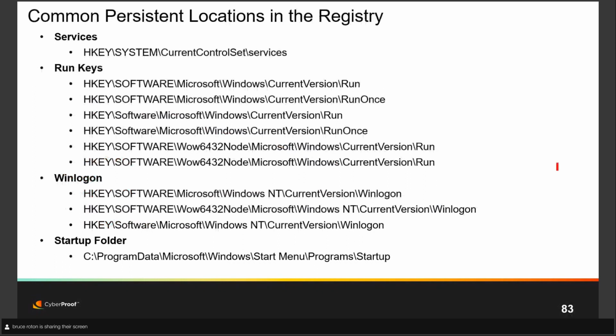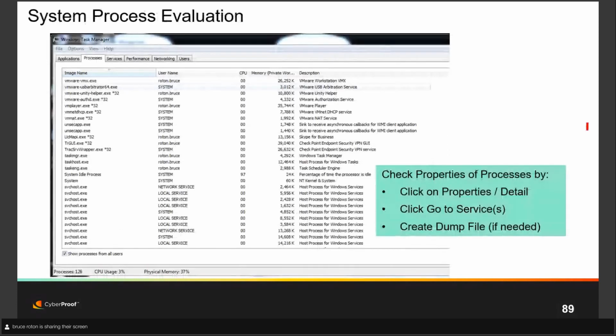Some common places in the registry. Look for services that are being set up. Run keys, obviously, current version run once, current Windows current version run, and then Winlogon, again, looking for system logins, current version Winlogon, and then, of course, the startup folder. Great place to make sure that you have persistence, although in this day and age, it's a little bit obvious. And then system process evaluation. I'll talk a little bit more about that.